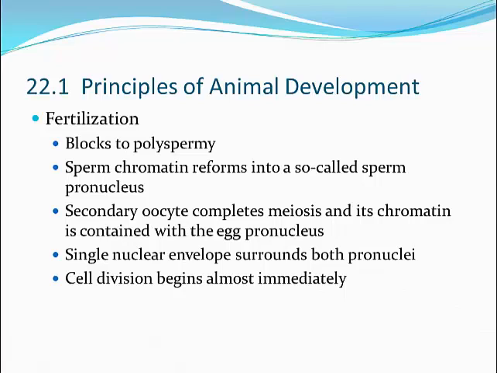Sperm chromatin reforms into a so-called sperm pronucleus inside the head of the sperm. The secondary oocyte, meanwhile, completes meiosis and its chromatin is contained within the egg pronucleus. There is a singular nuclear envelope that surrounds both pronuclei during fertilization, and cell division begins almost immediately.